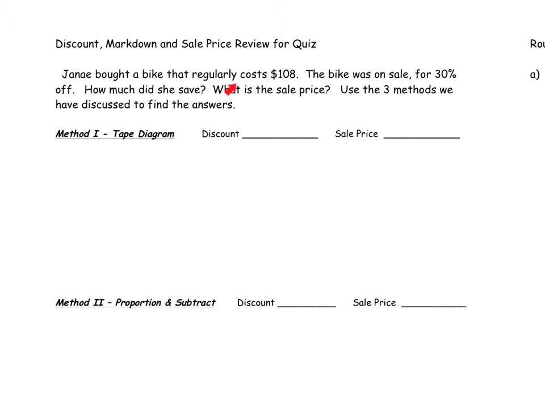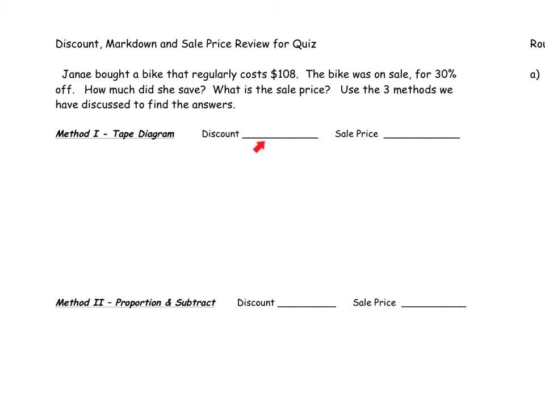Janae bought a bike that regularly costs $108. The bike was on sale for 30% off. How much will she save? What is the sale price? Use the three methods we've discussed to find the answers.